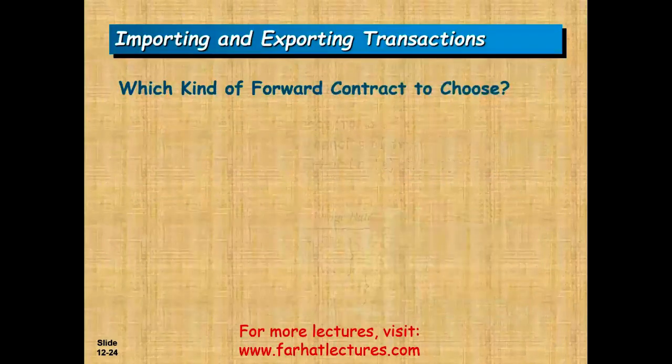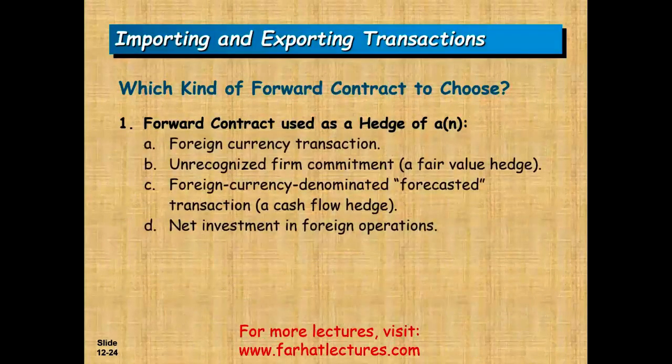So what type of forward contract to choose from? You have forward contract used as a hedge. And under hedging, you could have four different options. For example, you could hedge a foreign currency transaction, which we'll see an example in this session.